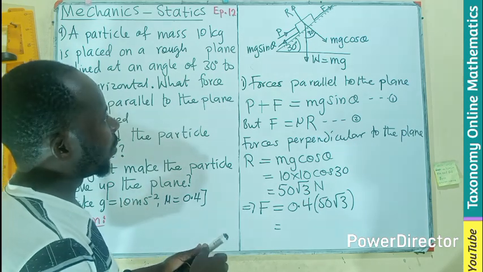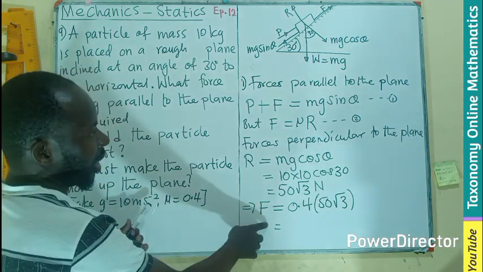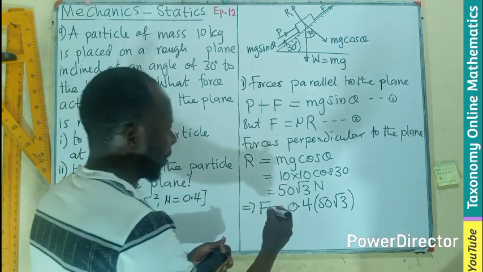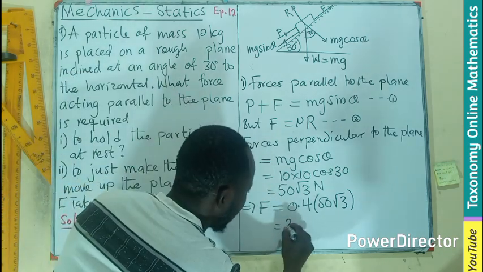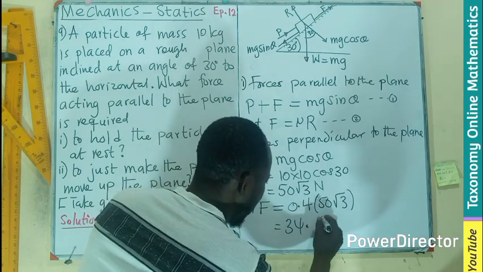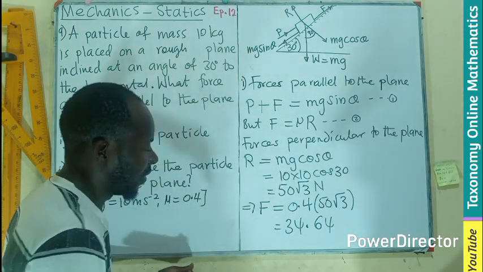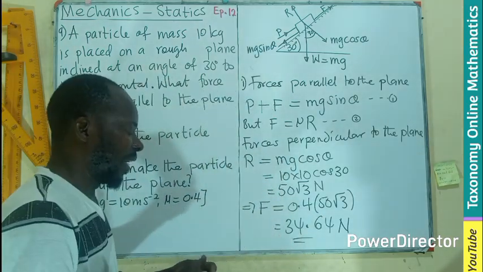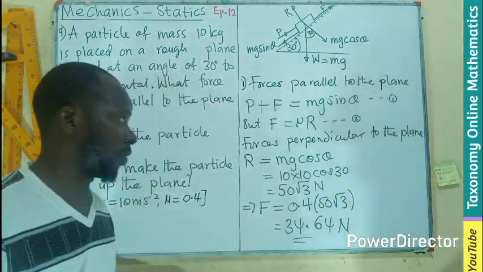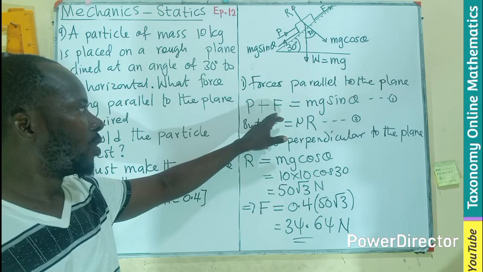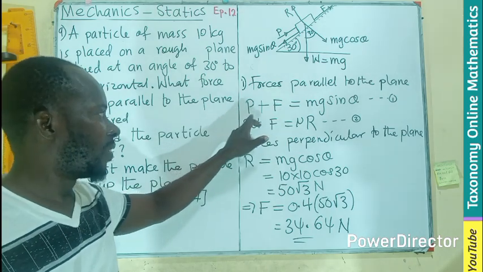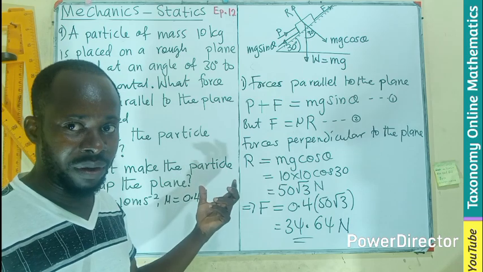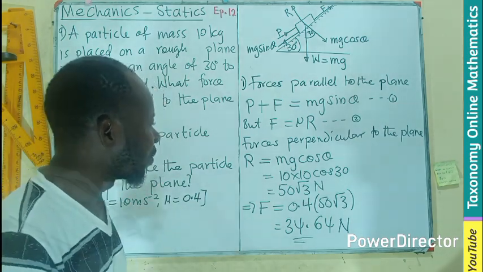So will I be using it again? Okay, I'll be using it again here. So let's maintain that. Okay, let's go. 34.64. This is Newton, it's a force. So this is going to be 34. That is the frictional force, which will be added to this, or this minus that will give us the force we are looking for. So let's see how that will be spun out.